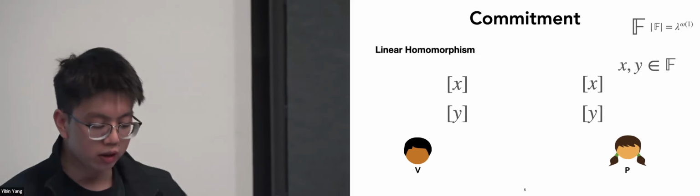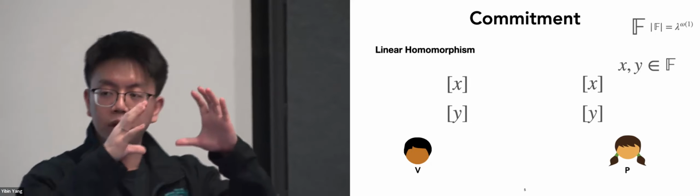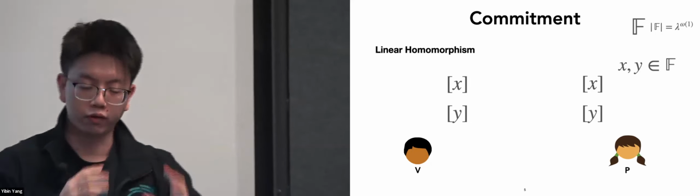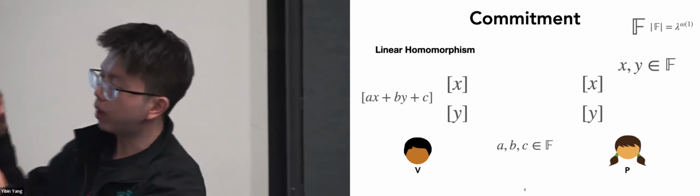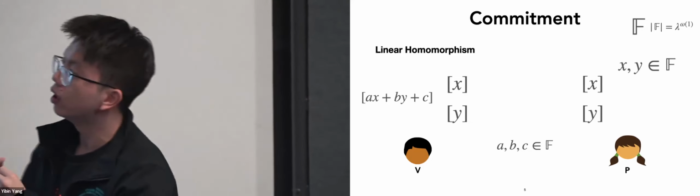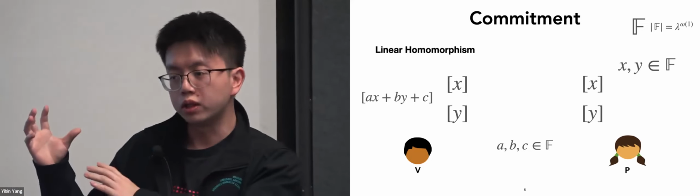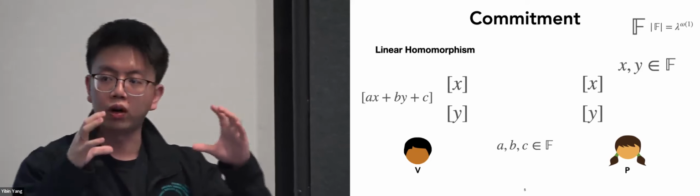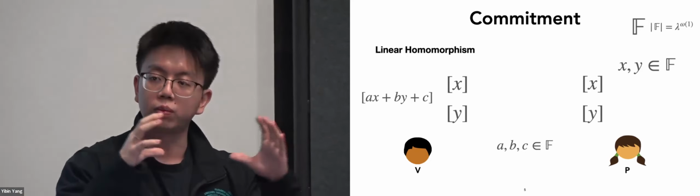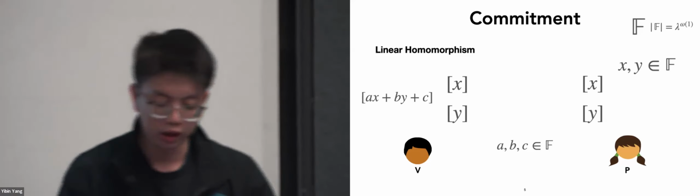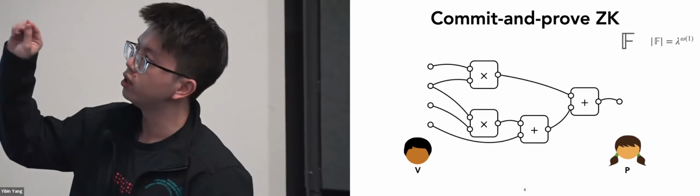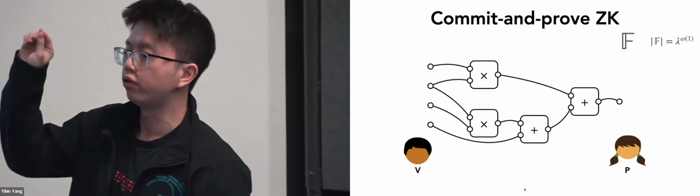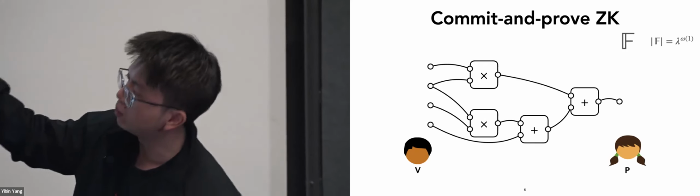In particular, this means that if Alice and Bob hold the commitment, the box of X and the box of Y, and there are three public constants A, B, C in this field, Bob, without communicating with Alice, can also construct a box which inside should be AX plus BY plus C. Okay, so I'm going to show you how, by using this cryptographic commitment, you can design a zero-knowledge proof using this commit-and-prove paradigm for this circuit.